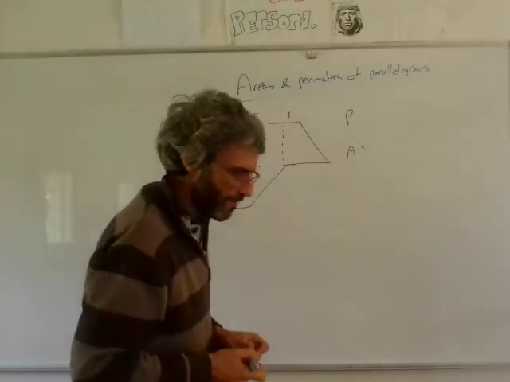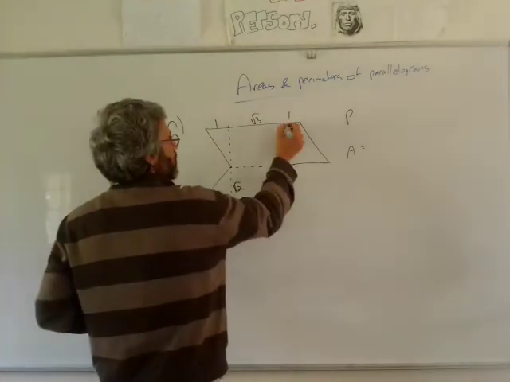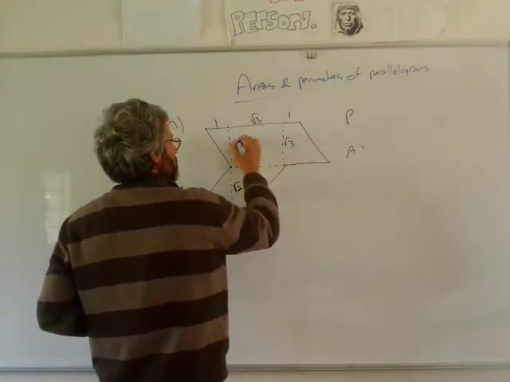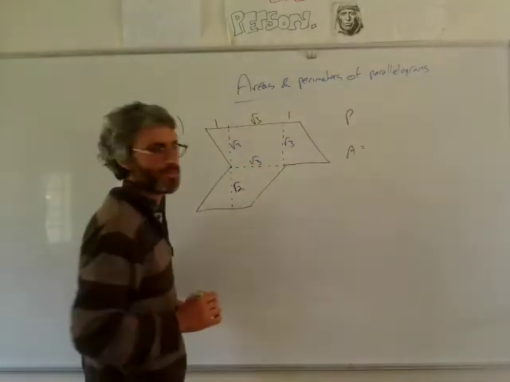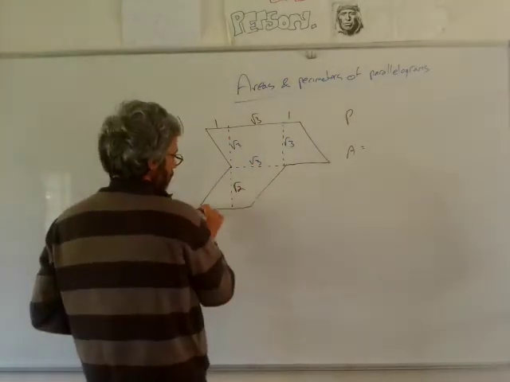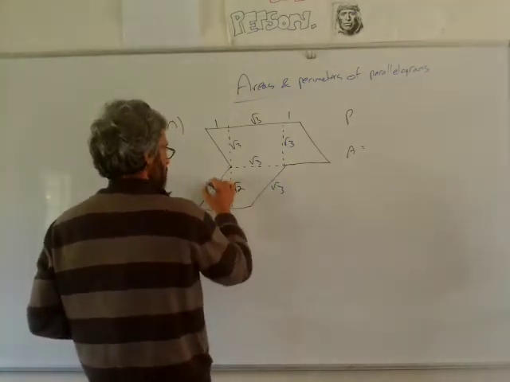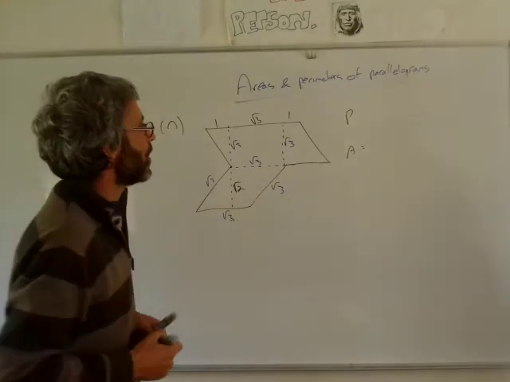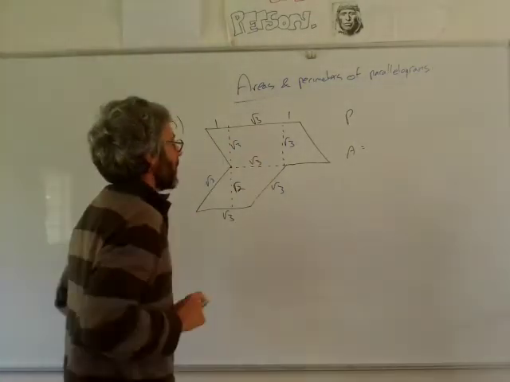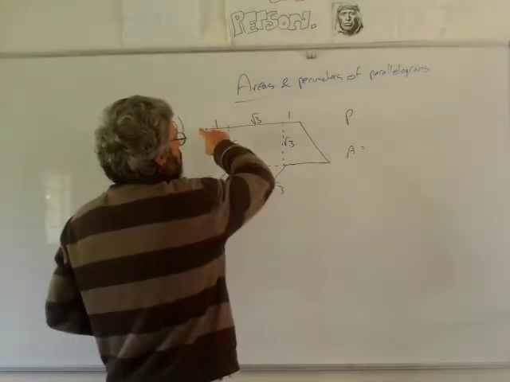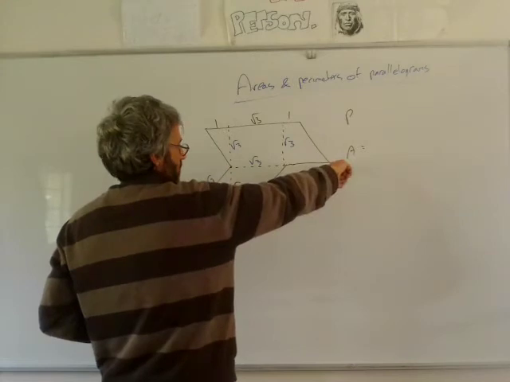So now I need to start filling in what I can tell. If this is square root 3, then I know this is also square root 3, this is square root 3, this is square root 3, because this is a square. Now, if this is a rhombus, and this is square root 3, then that will be square root 3, that will be square root 3, and that will be square root 3. Now, the parallelogram.